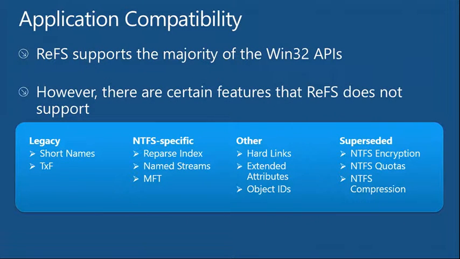Some things you need to be aware of is that obviously it supports the bulk of the Win32 APIs. However, certain things will not work. You will not be able to have a DOS 6.22 machine map a drive to an ReFS share and get folder names. Sorry, it does not support 8.3. NTFS-specific stuff doesn't do reparse indexes or MFT tables anymore. It does not support hard links or object IDs. And because there are certain things that are no longer required, like NTFS encryption, because you now have full volume encryption with BitLocker, they are not supported as well.